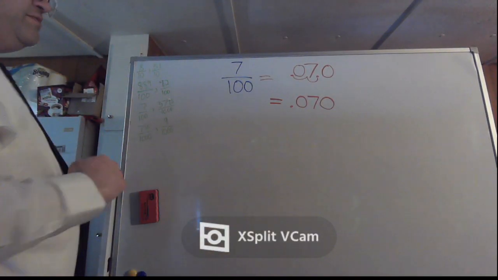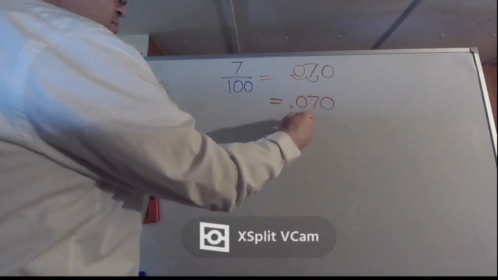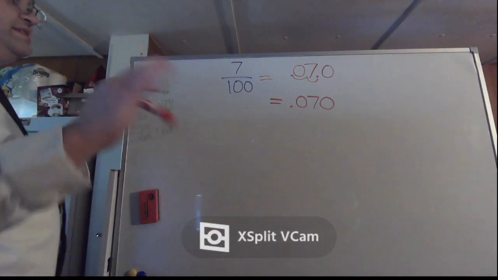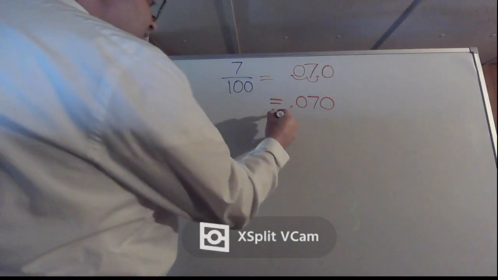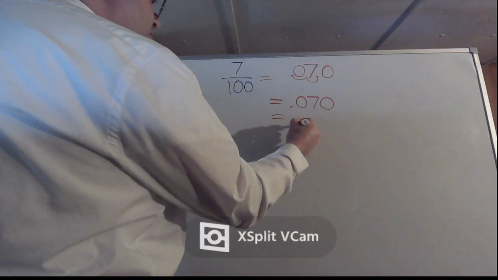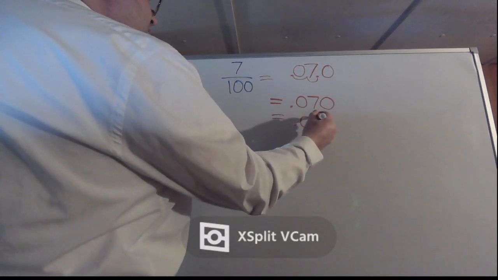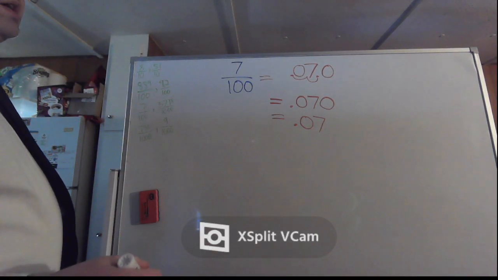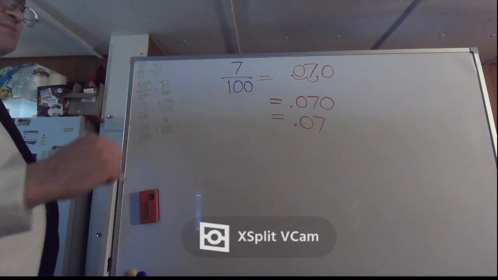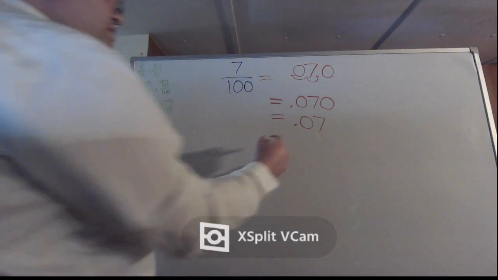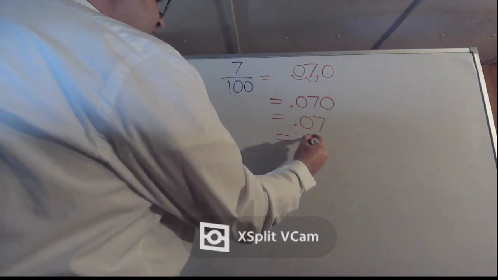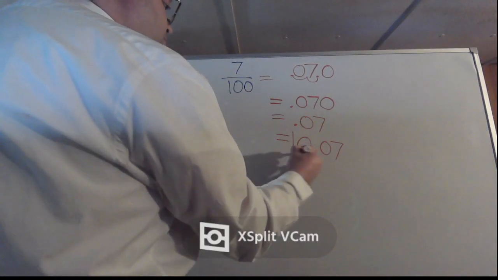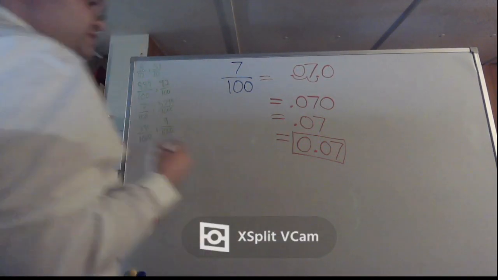So we have 70 thousandths. We can get rid of that 0 in the thousandths place. That's not necessary. However, we cannot get rid of the 0 in the tenths place because this is 700ths. So you would get a decimal of 0.07. And that would actually be your answer for the decimal for this.